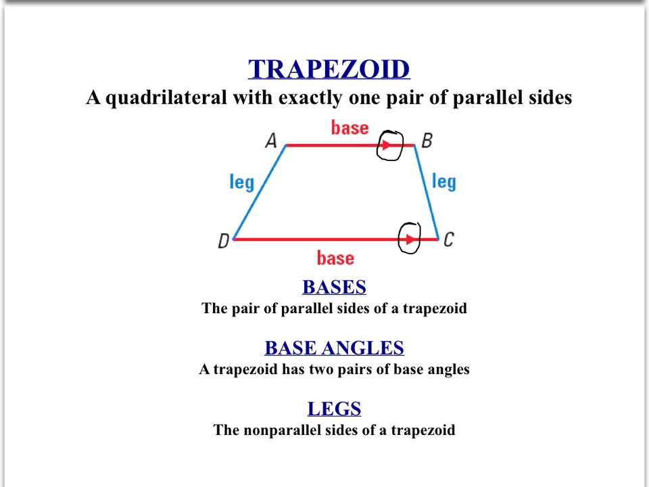The base angles are, in this example, D and C, and A and B. And we'll go over some of the properties of base angles later on. Now, the legs are the non-parallel sides of trapezoids. So AD and BC are the legs.